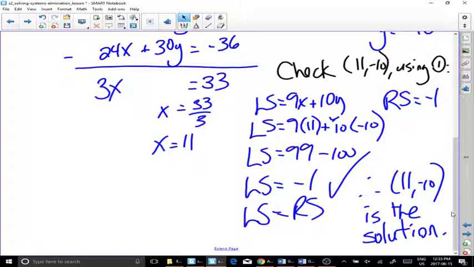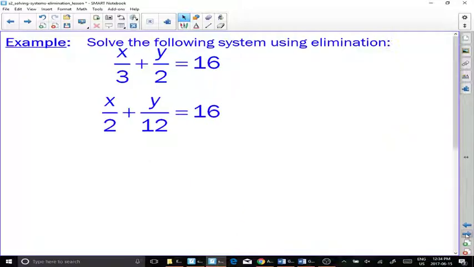Okay, we have one more example to do. Here it is. We've got fractions. So how do we deal with these? Again, what we need to do is focus on eliminating the fractions.